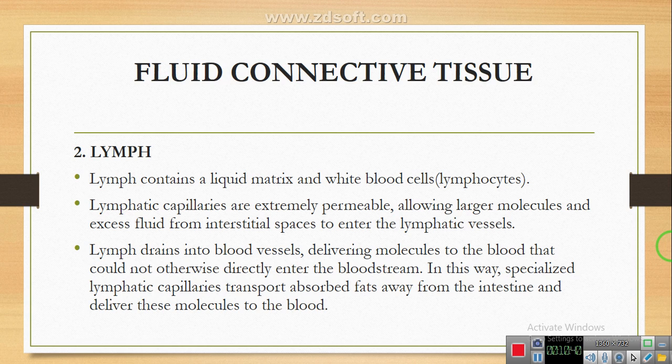The lymph then drains into the blood vessels and delivers those large molecules to the blood that could not otherwise directly enter the bloodstream. So in this way, the specialized lymphatic capillaries transport the absorbed fats away from the intestine and deliver those fat molecules to the blood.